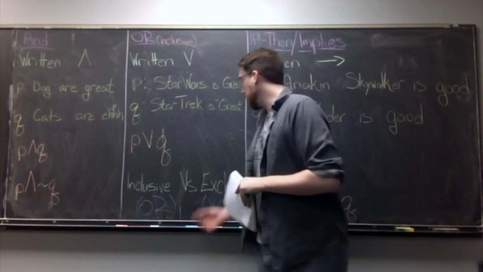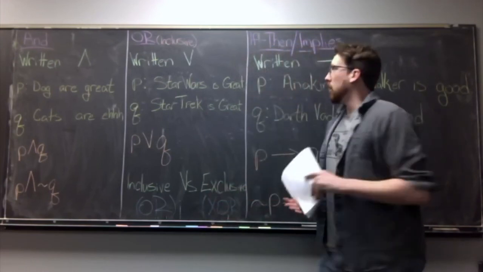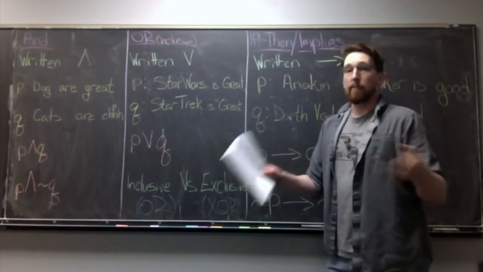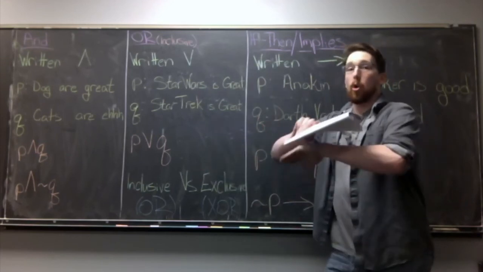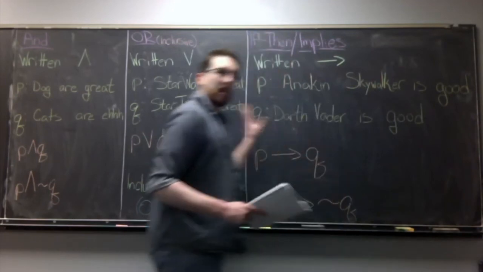The exclusive OR, called XOR, is just one or the other. You can't have both. It's either this is true, that's true, or they're not true at all. That's the idea of OR.